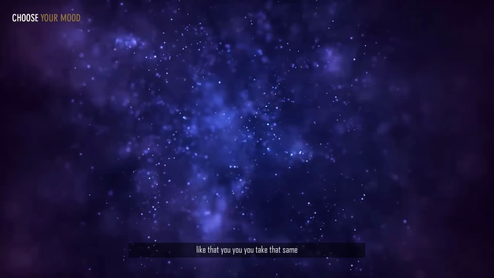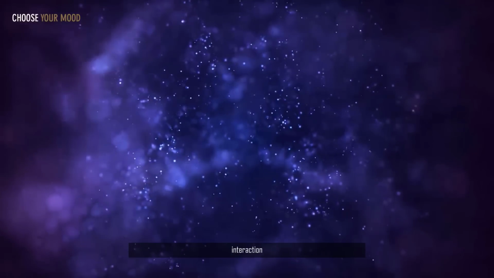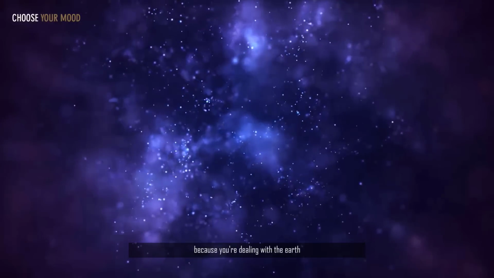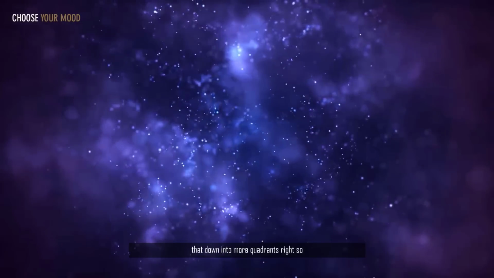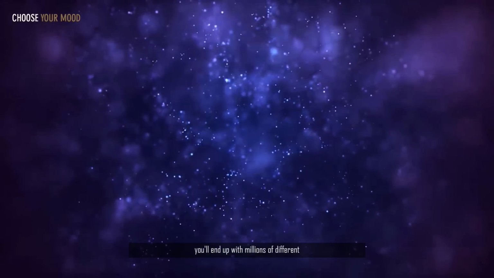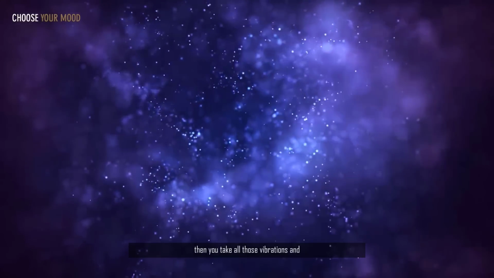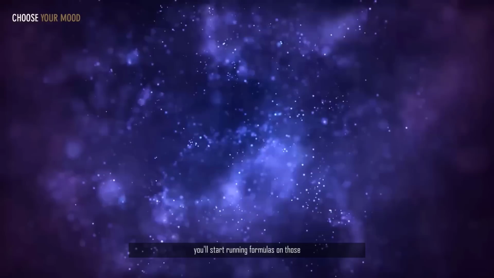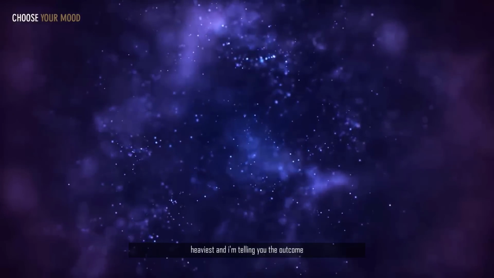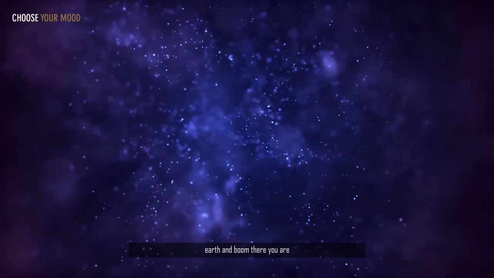You take that same type of interaction, you break that down into 4 quadrants because you're dealing with the earth. Then you have a computer system break that down into more quadrants. Right? So you'll end up with millions of different quadrants. Then you take all those vibrations and you'll start running formulas on those to see which part of that pattern is heaviest. And I'm telling you, the outcome pops out right there on the crust of the earth. And boom, there you are.